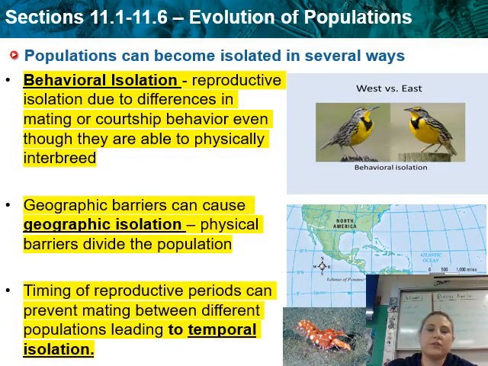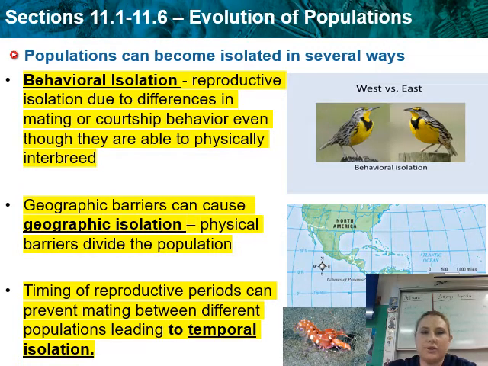Okay, first of which is behavioral isolation. So reproductive isolation is due to differences in mating or courtship behavior. Even though some things can physically interbreed, their behaviors are completely different, so they no longer interbreed.